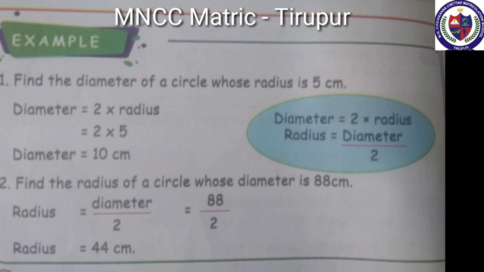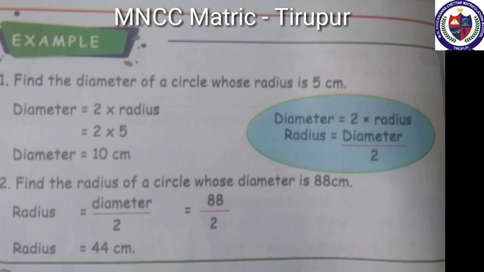Find the diameter of a circle whose radius is 5 cm. Formula for diameter equals 2 into radius. Therefore, diameter equals 2 into 5. 2 5s are 10 cm. Therefore, diameter equals 10 cm.